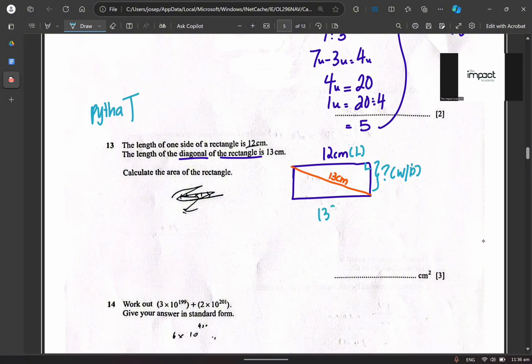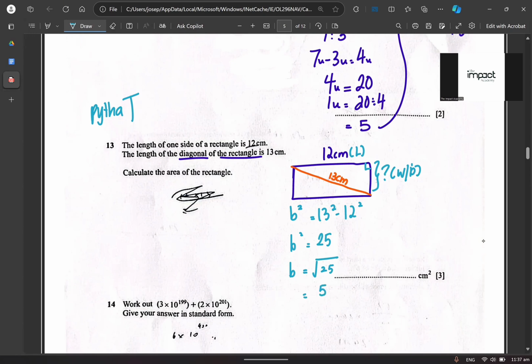Okay, so you want to do 13 squared minus 12 squared. Remember, you are finding something called b squared, correct or not? So b squared equals 13 squared minus 12 squared. We get to 25, right? What's b? You square root 25. Agree or disagree? All right, you get to an answer of 5.